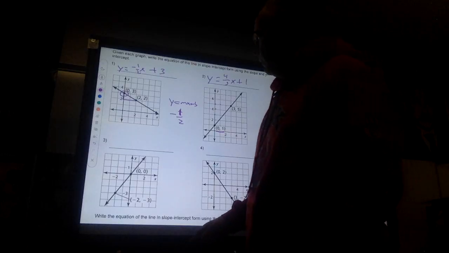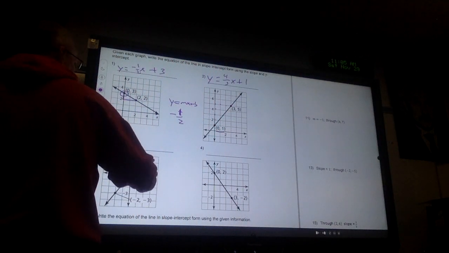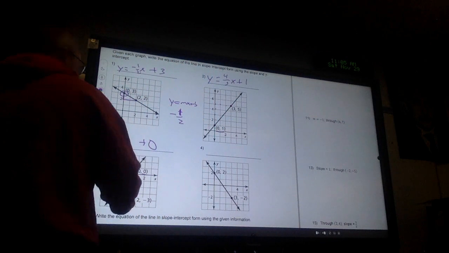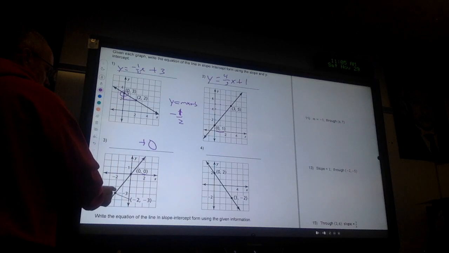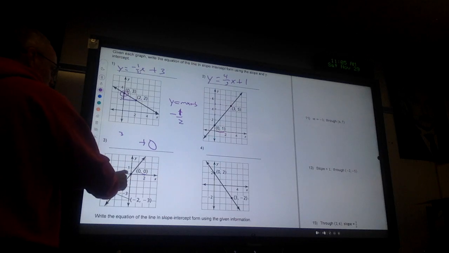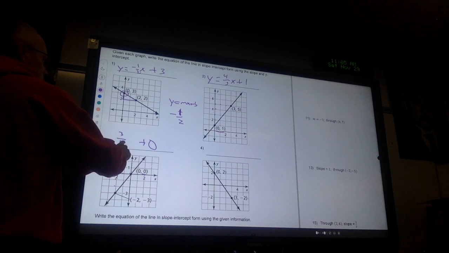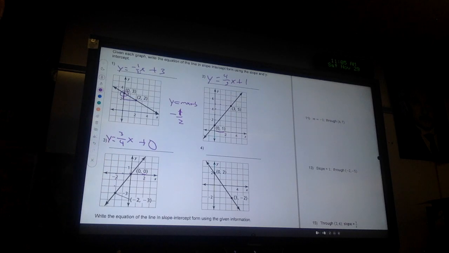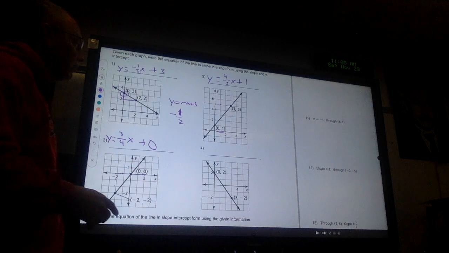Problem number 3, we have the y-intercept being 0. So I can count from here up, so I'm going to go up 1, 2, 3. So up 3, right 1, 2, 3, 4. So I have a slope of 3/4. So I have y equals 3/4 x plus 0. It's up to you if you want to have it plus 0.